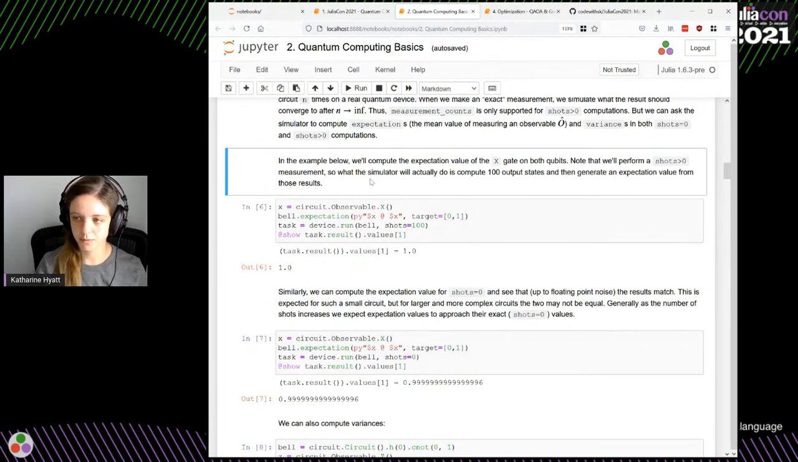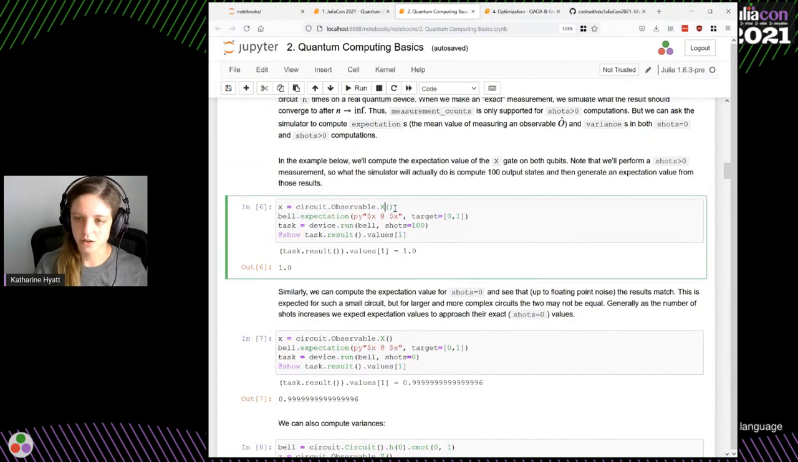At first, we're going to perform a shots greater than zero measurement. What the simulator will actually do in this case is evaluate the circuit effectively 100 times, and then compute a distribution of results and generate expectations and variances from that distribution of output bit strings. So the gate we would like to measure is X, which is an observable X. We tell the circuit we'd like to measure at the end an expectation value.